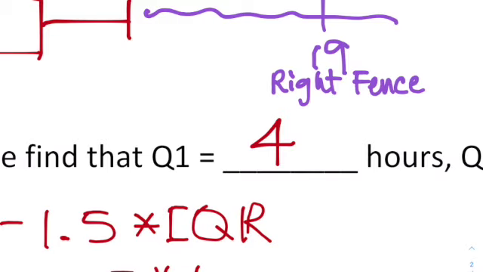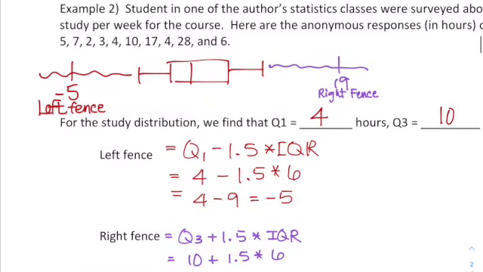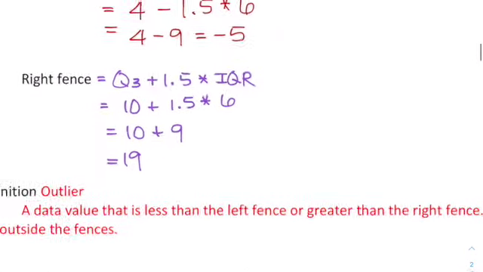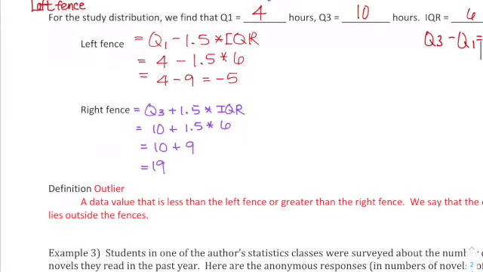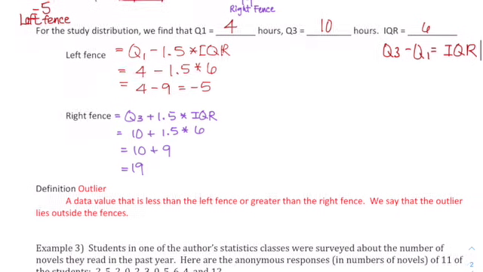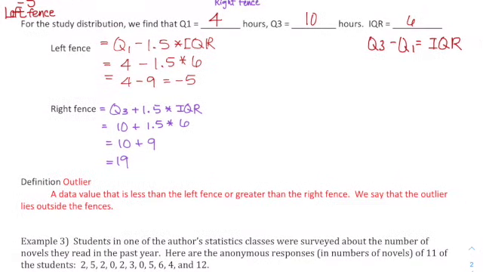Now, why are those numbers important? Well, the reason those numbers are important is we are going to talk about outliers, which we heard about so much. Now that we have a technical way of trying to identify them: a data value that is less than the left fence or greater than the right fence, we say that the outlier lies outside the fence. So that's why it's important.